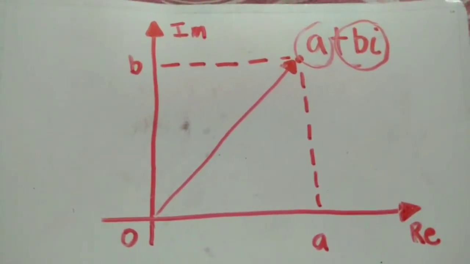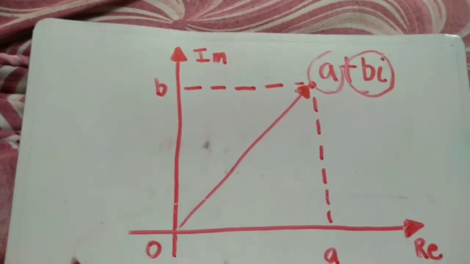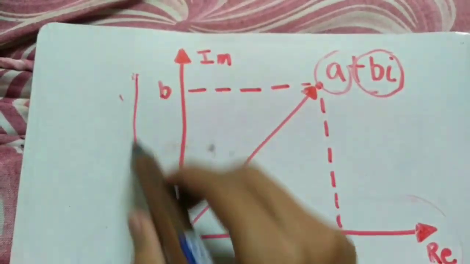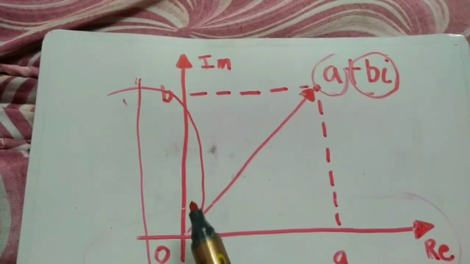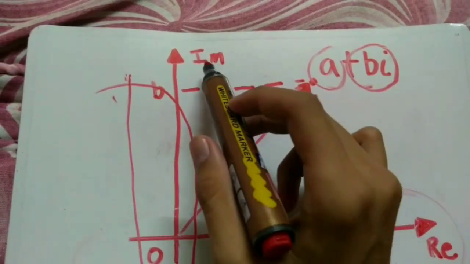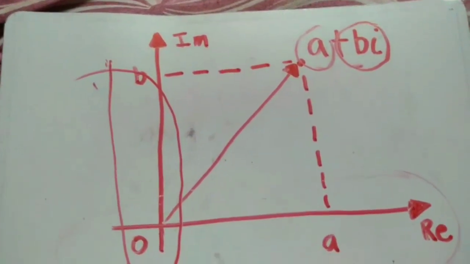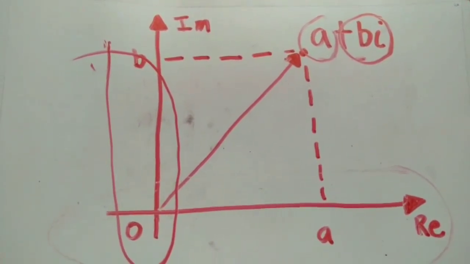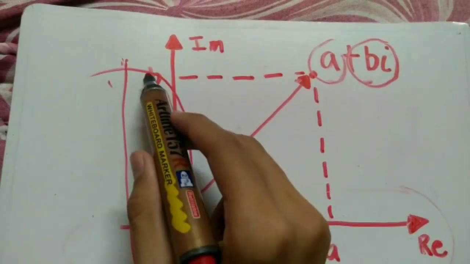How can you show this on the number line? This horizontal line is the real part and the vertical line is the imaginary part. Here, Re means real and Im means imaginary. So when you're asked to graph the point of a complex number, you need the a and the b.